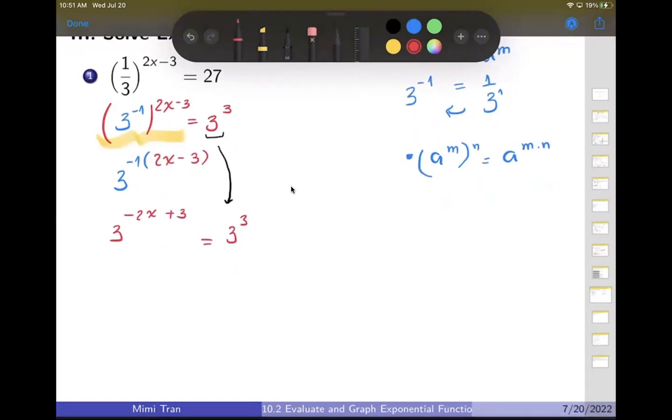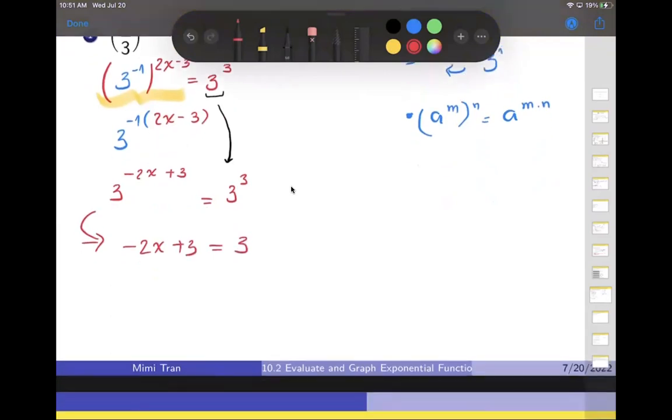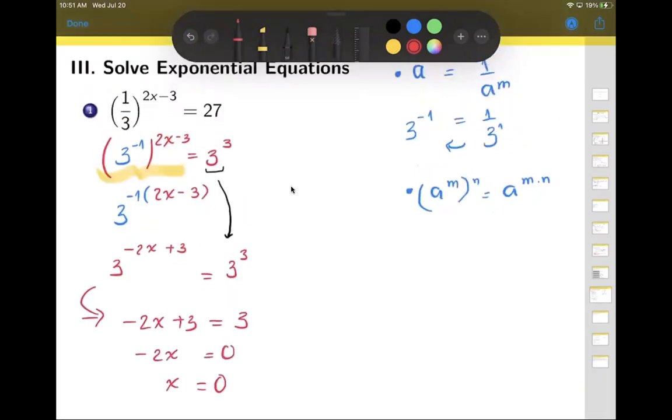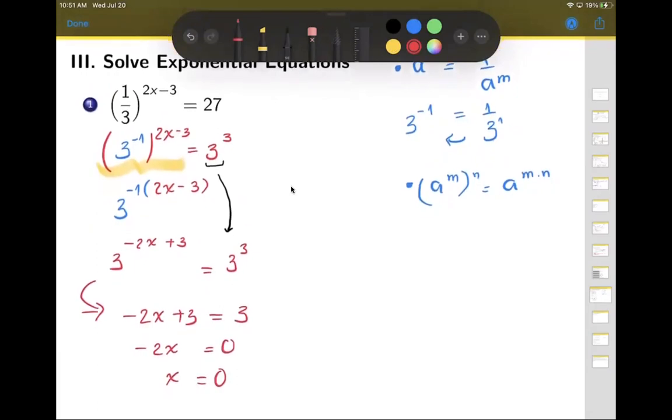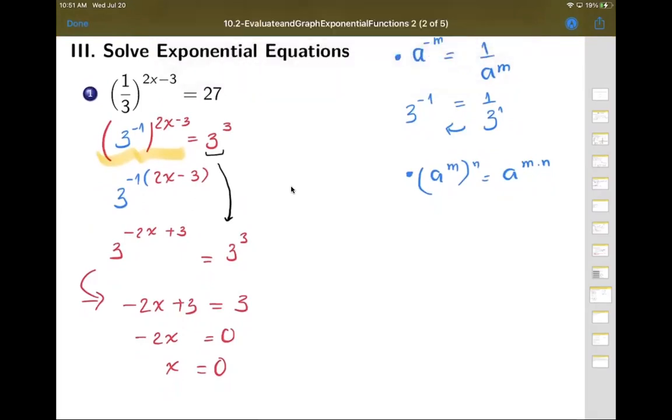So we set the exponents equal. This implies -2x plus 3 should be equal to 3, and then solve. Subtract 3, -2x equals 0. Divide both sides by -2, x equals 0. If you check back, it should work. 2x times 0 is 0, 0 minus 3 is -3, so 1/3 to the -3.